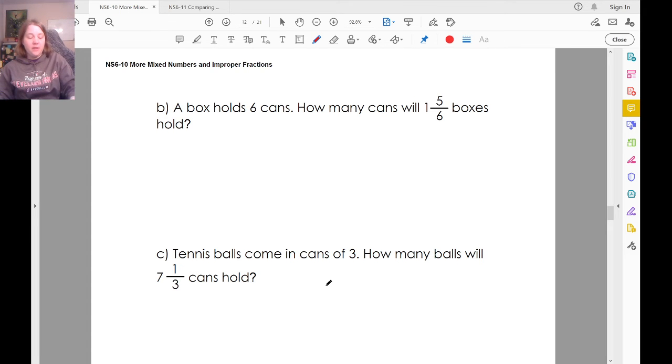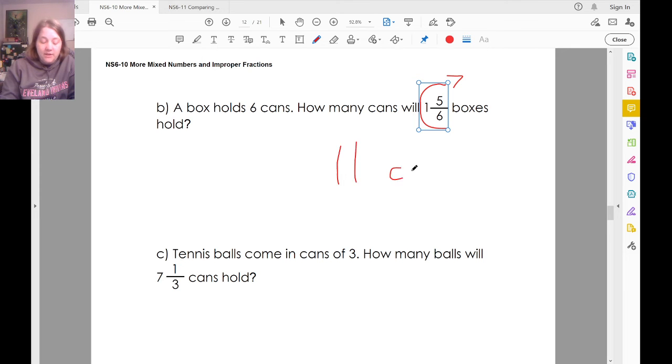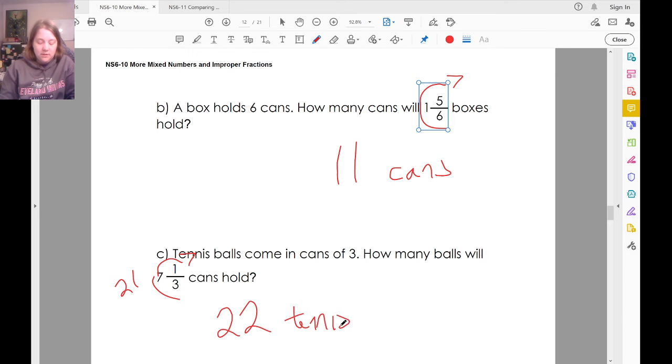Welcome back. A box holds 6 cans. How many cans will 1 5/6 boxes hold? 1 times 6 is 6, plus 5 is going to be 11 cans. And then we have tennis balls come in cans of 3. How many balls will 7 1/3 cans hold? 3 times 7 is 21, plus 1 is 22 tennis balls.